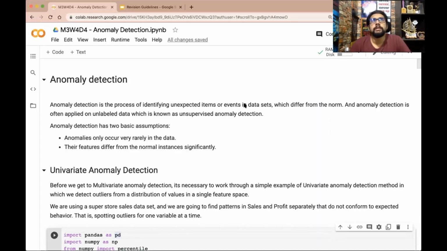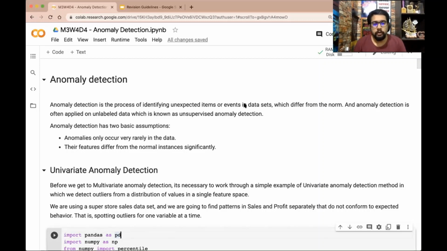So this is anomaly detection: two basic assumptions. One is the rarity of such samples in the dataset. The second one is that they will look abnormal. Their features will be different from the normal instances.